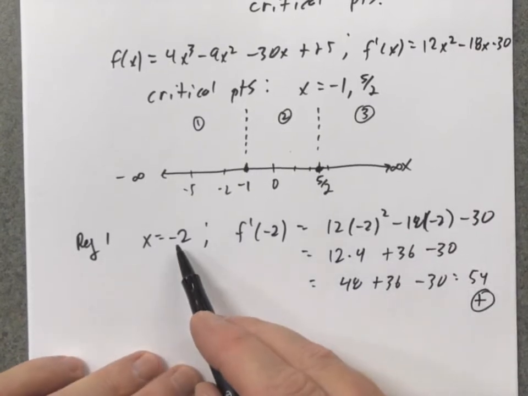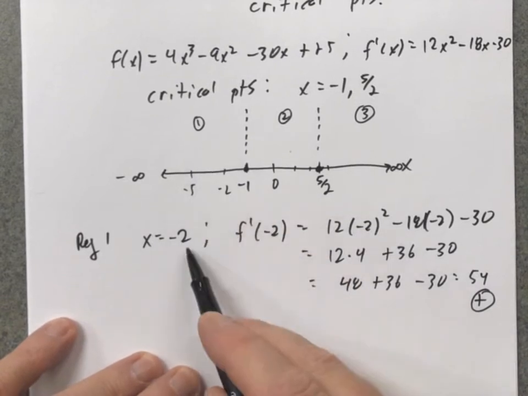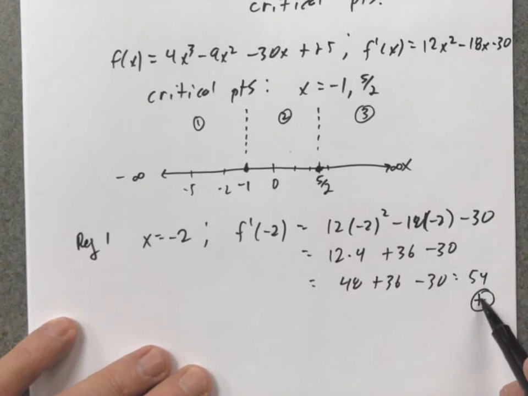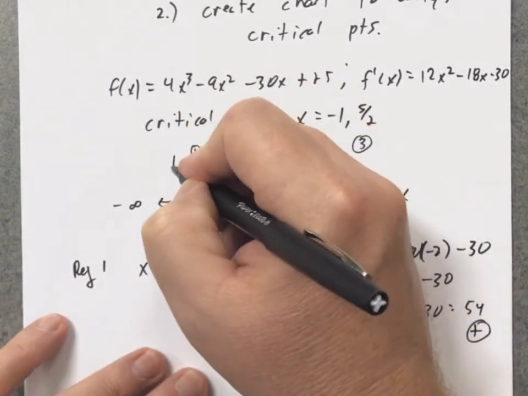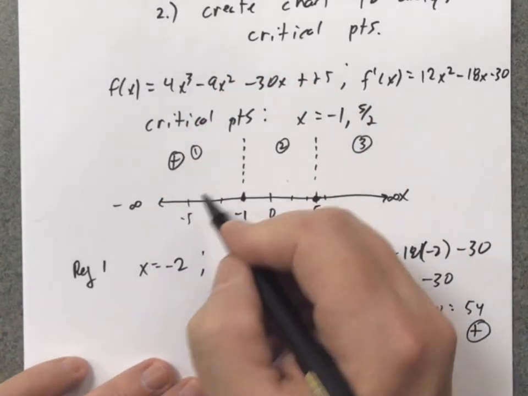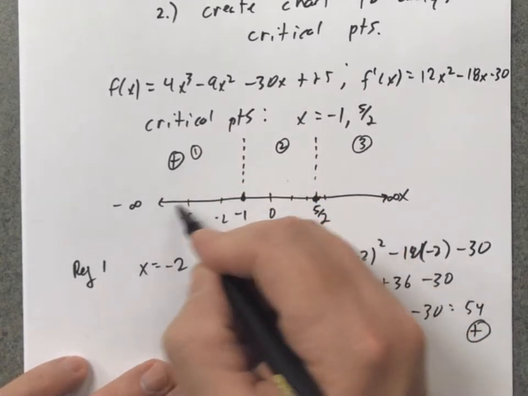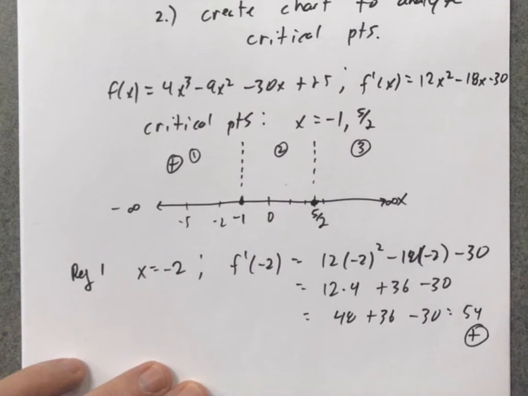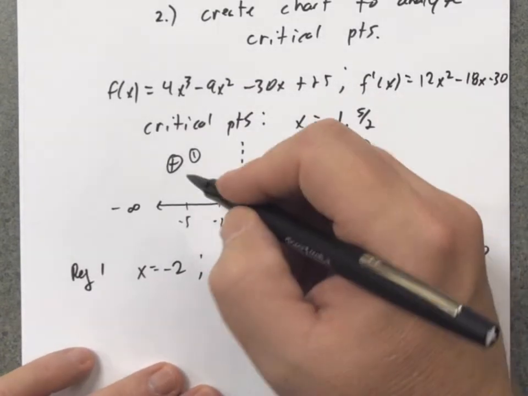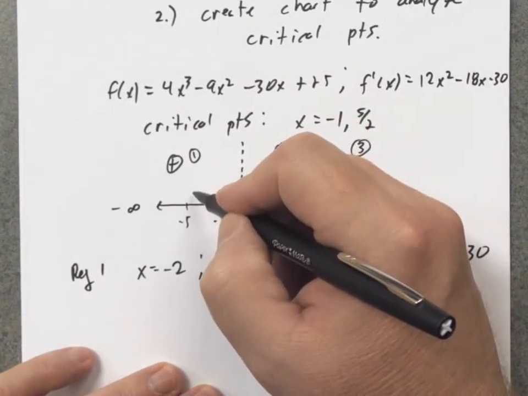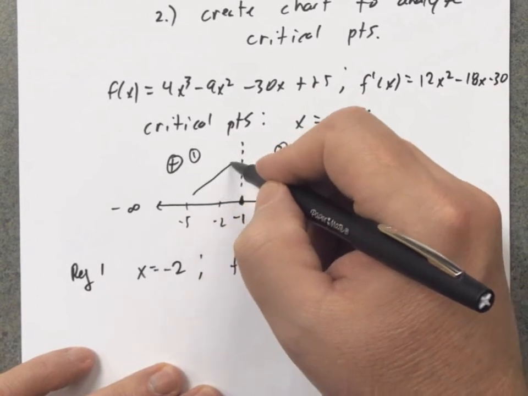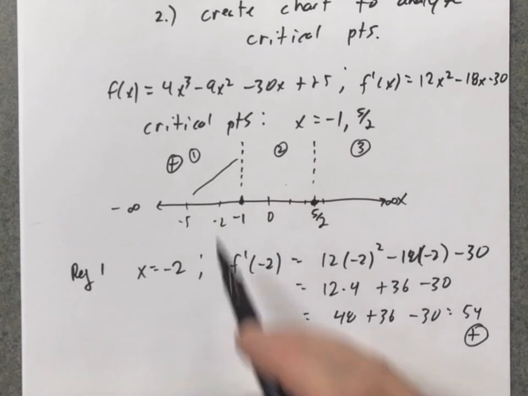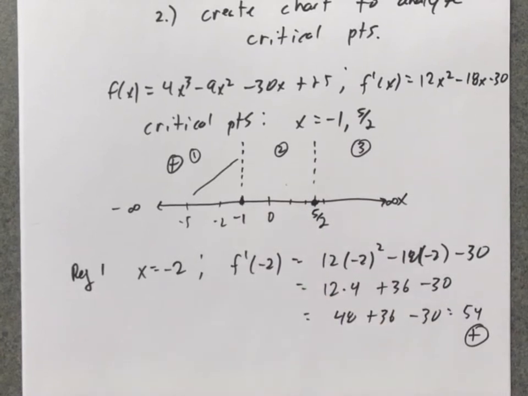I've now determined, I chose a value of x in my first region. I plugged it into the first derivative, and I found out it's positive. That means I go up here and I say, for all the values of x in this region, the first derivative is positive. You know what that means? That means in this first region, my function is increasing.